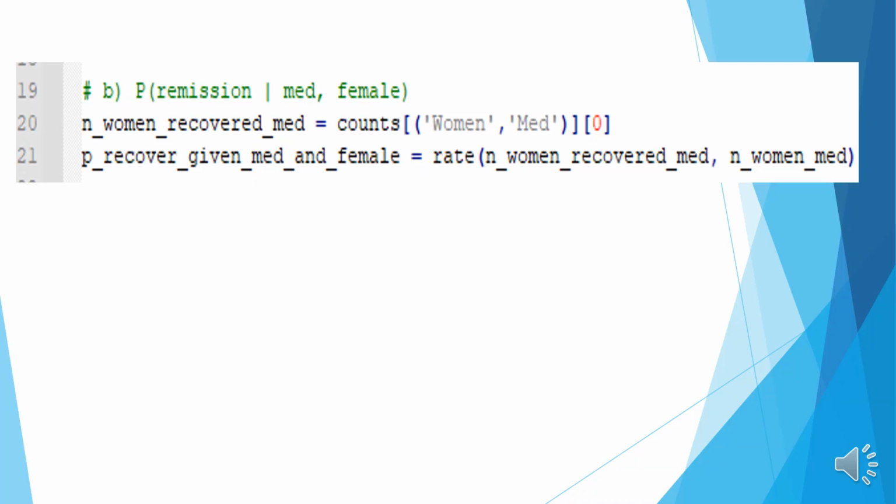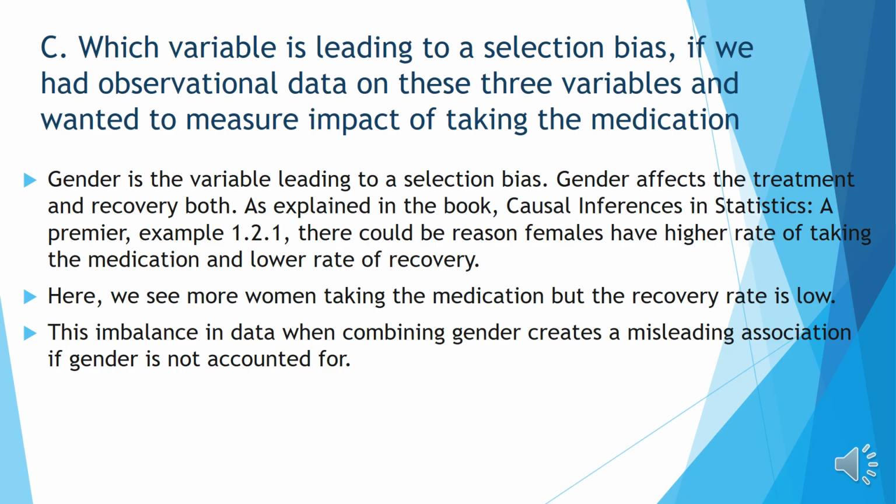This is the code for part B of the question. Here line number 20 takes the recovered count of women who took the medication, and line 21 calculates the rate of women who recovered, which turns out to be 73.0%. Moving on to the next question.